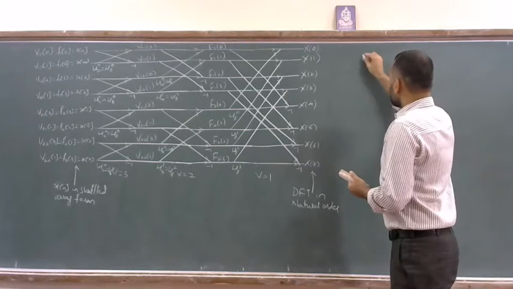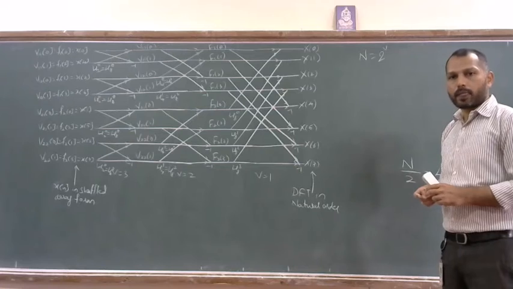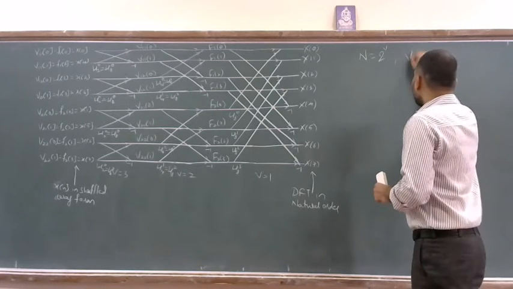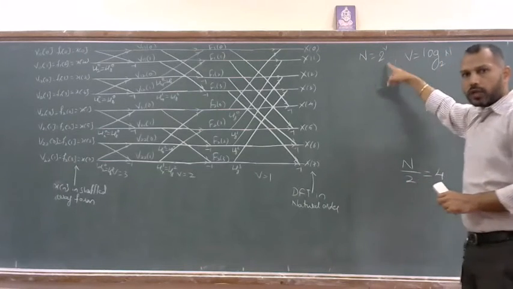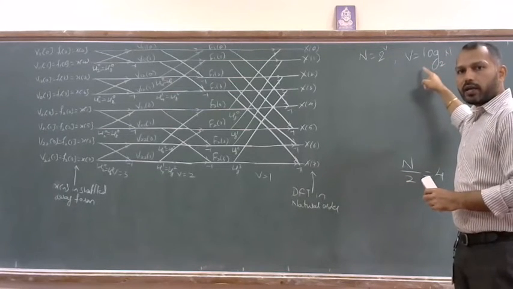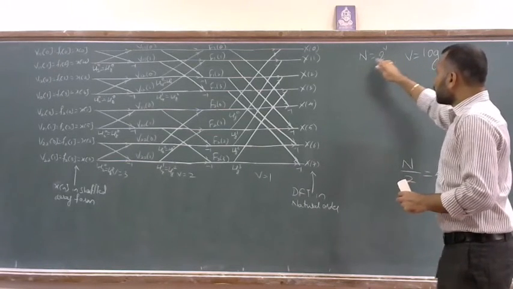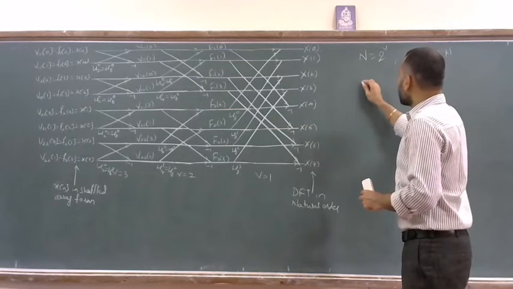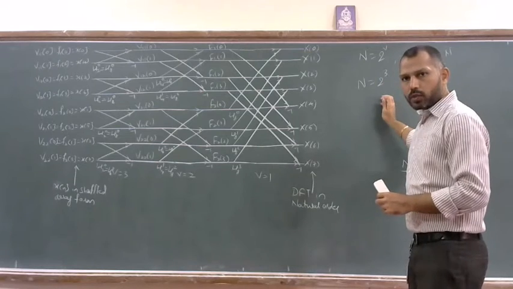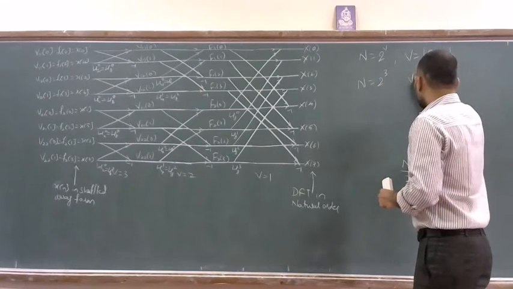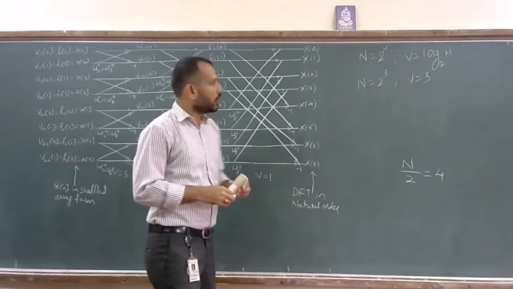The other day I said capital N will be chosen as 2 to the power V, or V can be written as log n to the base 2. If you rearrange this, we can write V as log n to the base 2. Now for n equals 8, this can be written as 2 to the power 3, which will be equal to 8. That means V is equal to 3.